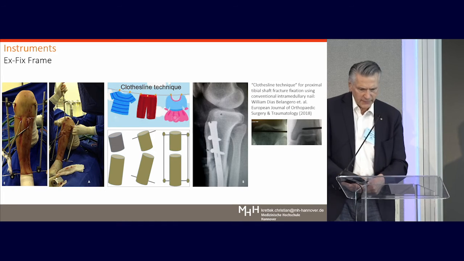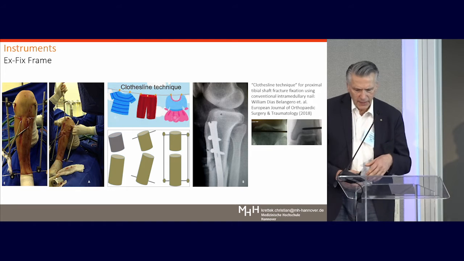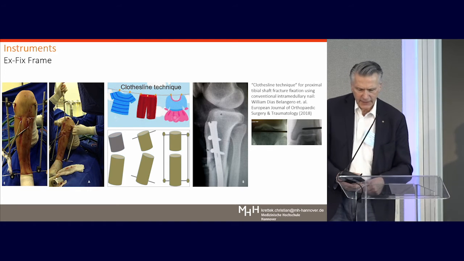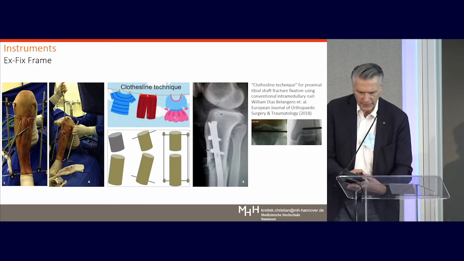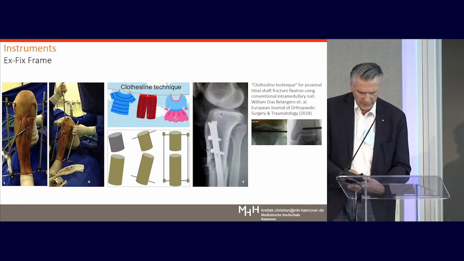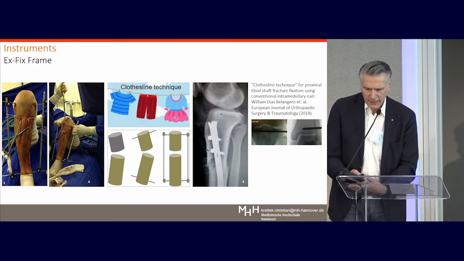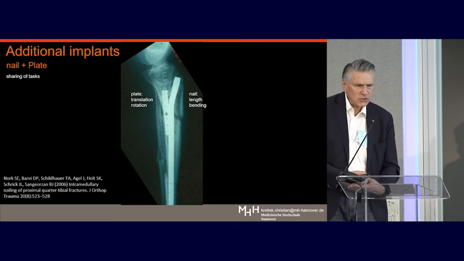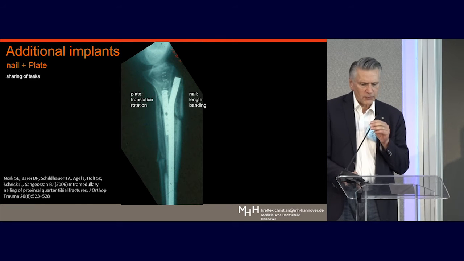Other instruments or concepts like this X-fix frame, the so-called clothesline technique, which puts a wire proximal, one distal, and spans it out and gives gross alignment and temporary stability for the nailing. And additional implants are also very helpful.